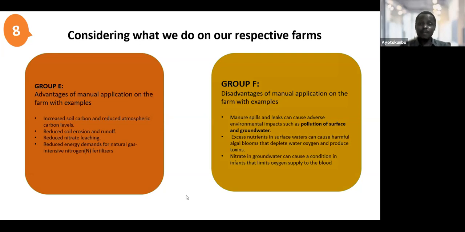And with this, we come to the end of the training course, and particularly this week's course, which has to do with cultural practices that promote biodiversity on our various farms. I want to appreciate you for being attentive and for your commitment towards this training course. Thank you. As I hand over, allow me.